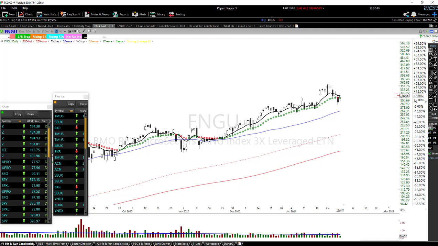TV, do you consider possible support levels to the left? Sure, I do. Always. Yes.